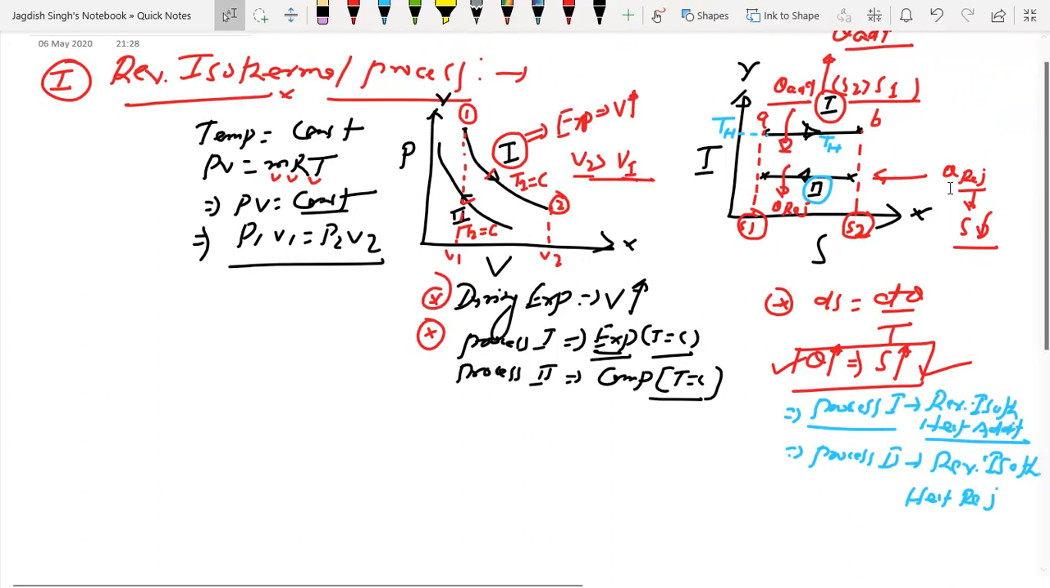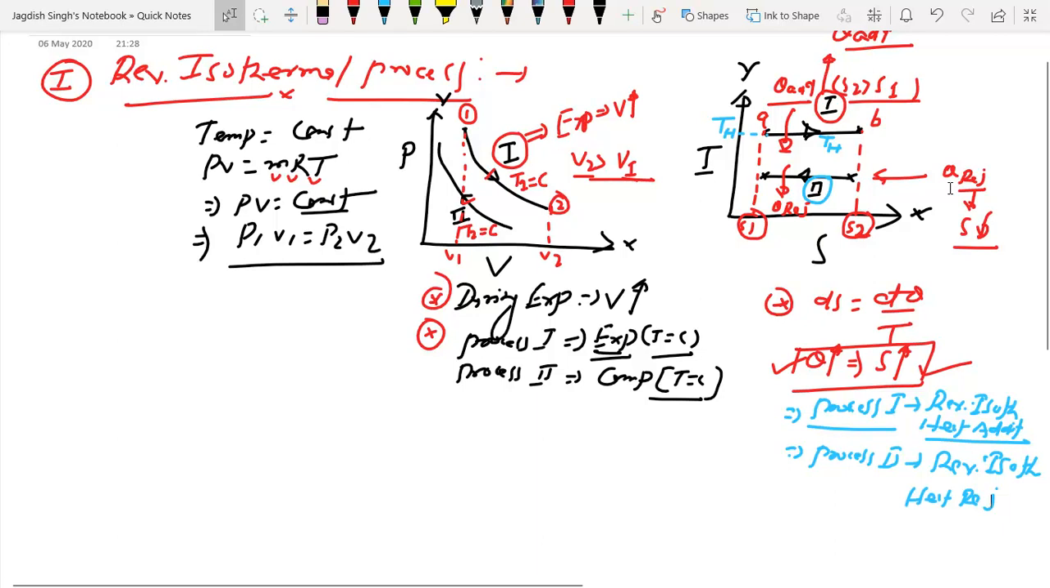Okay, so this is all about the basic fundamental. This is a very basic concept: how to check and how to plot the reversible isothermal heat addition and reversible isothermal heat rejection on TS and PV plots. So whenever on a PV plot the gas is expanded, that means heat is added, because we know that whenever heat is added, gas expands.